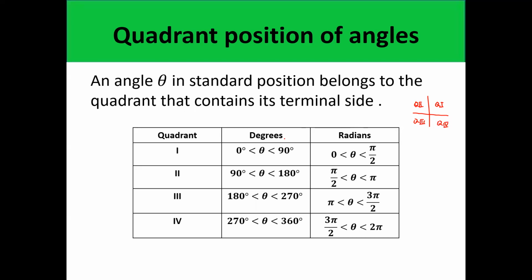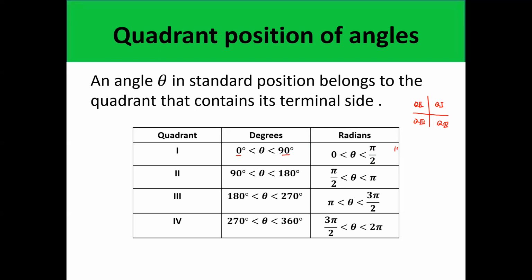Now, in degree measurement, if the angles are measured between 0 to 90 degrees, that angle must be in quadrant 1. So for example, 45 degrees is between 0 and 90 degrees, so 45 degrees must be in the first quadrant. Now in radian measurement, the angles measuring between 0 and pi over 2 are also in the first quadrant.